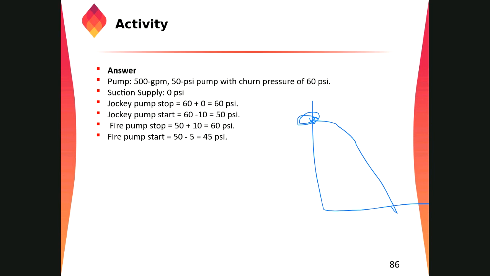So we have to do the setting now, and after the commissioning of the pump, we have to put the pump into operation and do the settings, right? So at what pressure will the jockey pump start, right? The jockey pump will stop at 60 psi, at the churn pressure. Pressure can never be more than that in the fire protection system.